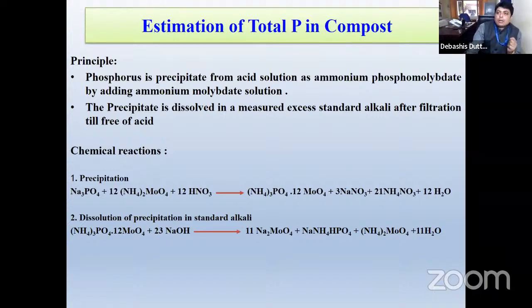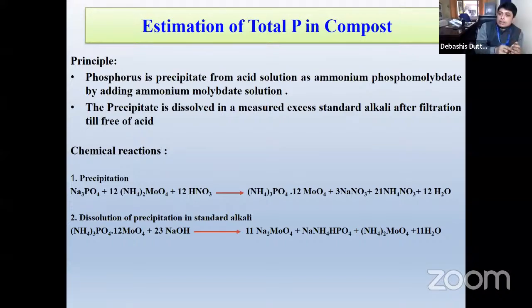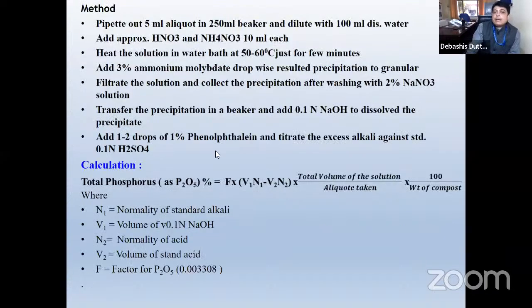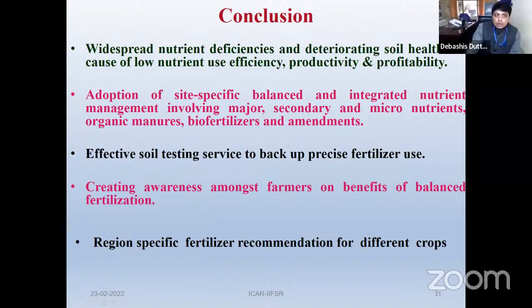In the case of potassium and micronutrients, we can take the samples from the digested soil samples we have prepared, and directly estimate potassium through flame photometer, and the different micronutrients through AAS. This is the method for the estimation of phosphorus, and this is the procedure of how we estimate the different types of nutrients present in the compost.